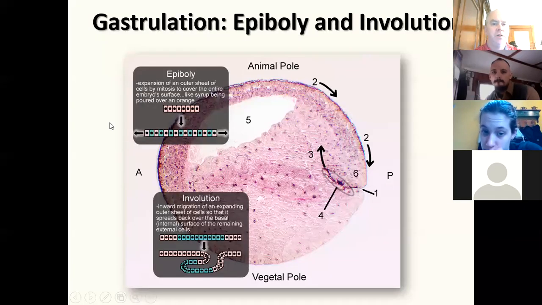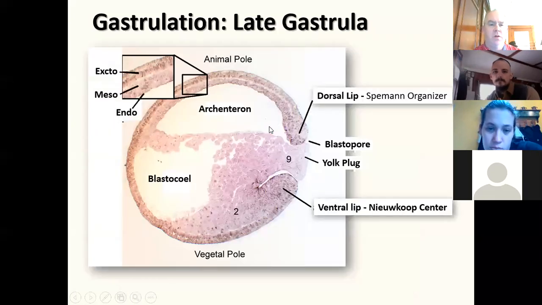Okay, so just to finish, epiboly then is the expansion of that outer sheet of cells because they're dividing so fast they go this way. Involution is when they come in. And here is a cross section through the late gastrula: yolk plug, dorsal lip, ventral lip, archenteron.